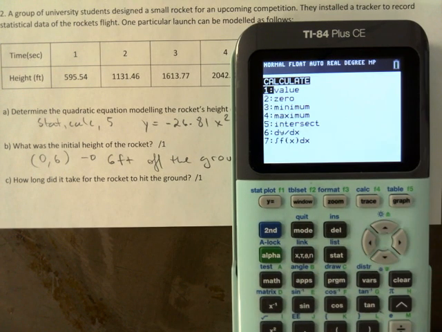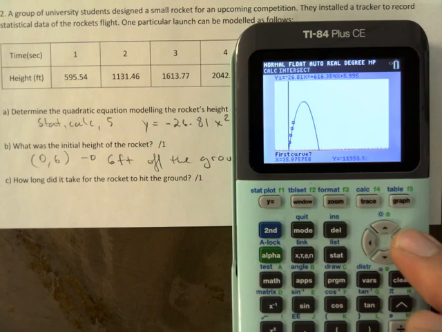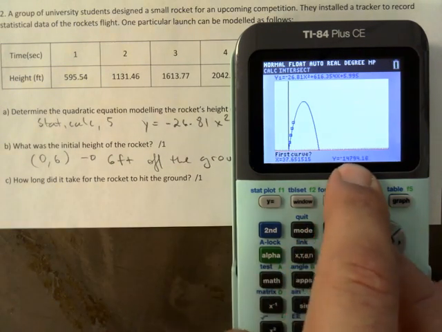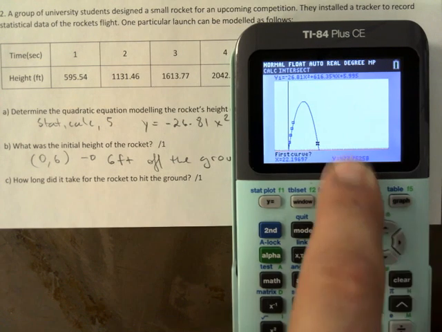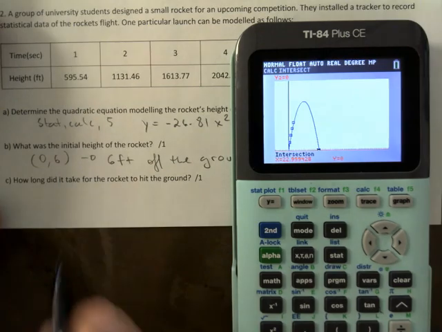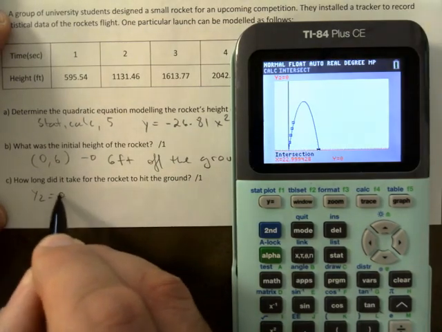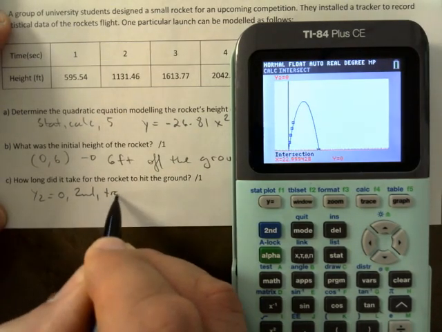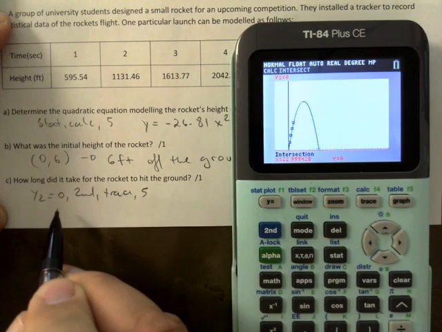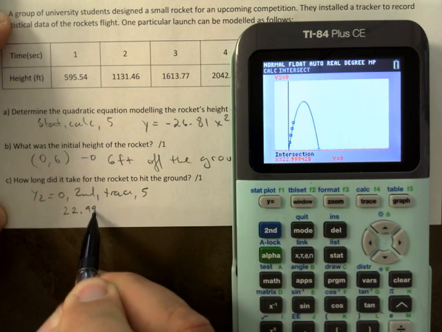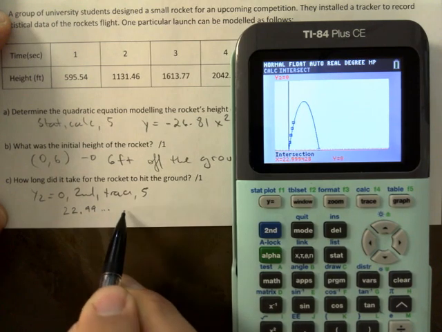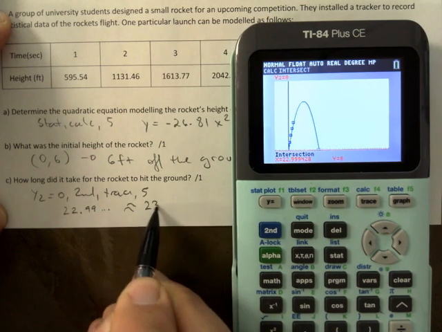So second trace 5. And now you can see, look at my negatives. I'm at negative 14,000. So if I go left with my curve, there it is, comes back up, enter, enter, enter. So we go y2 is equal to 0, second trace 5, and that is 22.99, right, which is approximately 23 seconds.